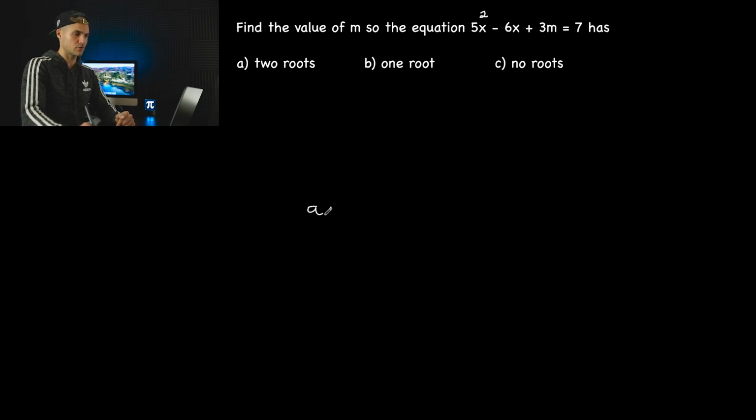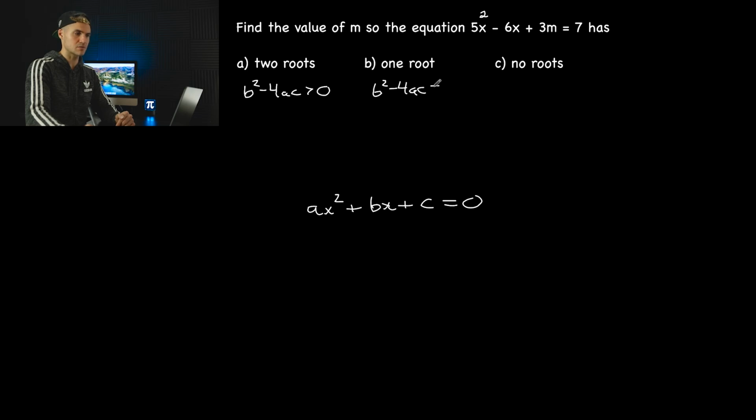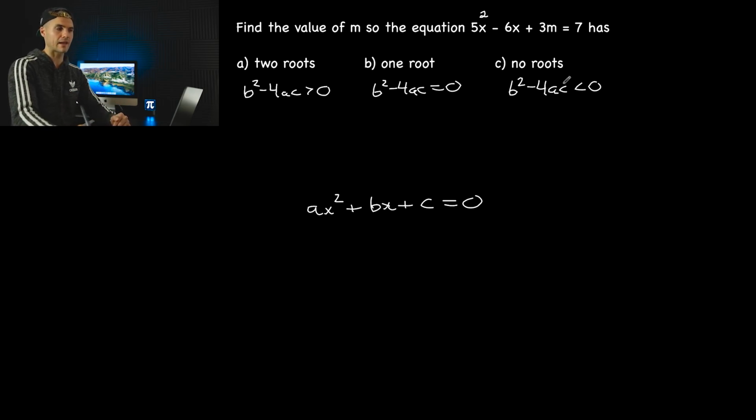And just in general, if you remember, if I have a quadratic, ax squared plus bx plus c is equal to 0, like this, if the discriminant b squared minus 4ac is greater than 0, then I know I'm going to have 2 roots, right? If the discriminant equals 0, I know I'm going to have 1 root. And if the discriminant is less than 0, if it's negative, then remember, this is the part under the square root in the quadratic formula. So if I'm square rooting a negative, there's not going to be any solution for that.